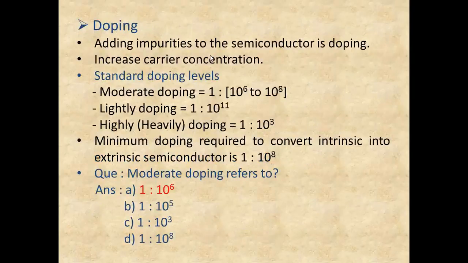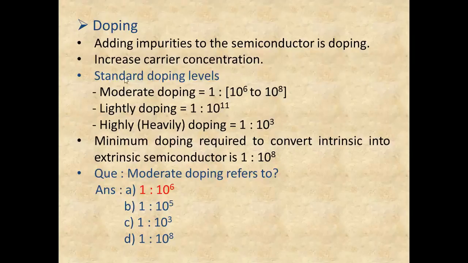Moving to next, let's understand what is doping. Doping is mainly adding impurities to a semiconductor. Doping always increases your carrier concentration. So why do we require doping? As you know, in the previous intrinsic case, the conductivity is very low. So we will dope with some impurity to increase the carrier concentration.